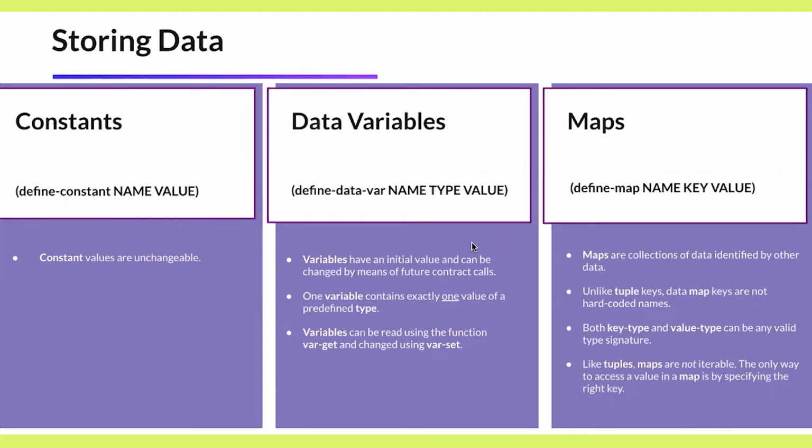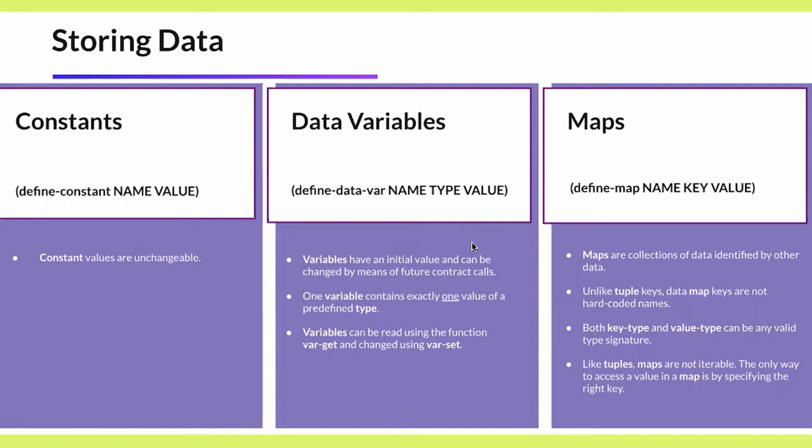Maps are a collection of data identified by other data. They are kind of like tuples in that they have a key value pair, but unlike tuple keys, data map keys are not hard-coded names. So it's more dynamic than tuples in that you can assign it to an arbitrary value that you can then access later based on who's calling into the function.